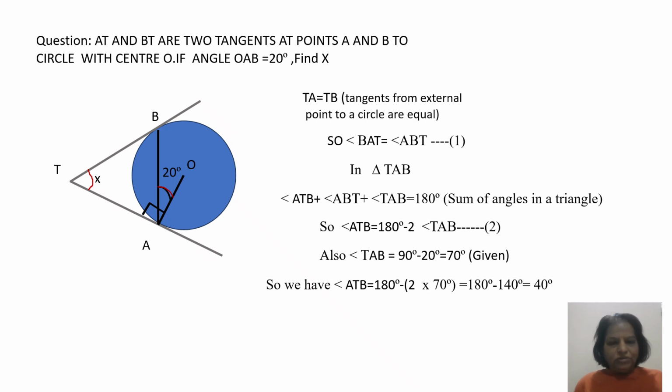So once we know this, we can find out ATB. Angle ATB is equal to 180 minus 2 into 70, that is 180 minus 140, that is equal to 40 degrees. So we have angle X equal to 40 degrees. Okay. Did you understand the procedure? Fine.